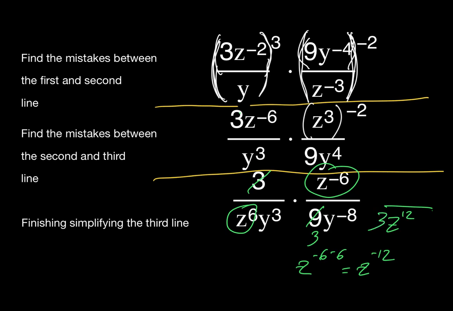I'll have a 3 in the denominator from this. I have a y to the 3rd and y to the negative 8th both in the denominator. If they're both in the denominator, I'm adding them. 3 plus negative 8 is negative 5. So I'll have y to the negative 5, that's a y, in the denominator, which means I'll have y to the 5th in the numerator.